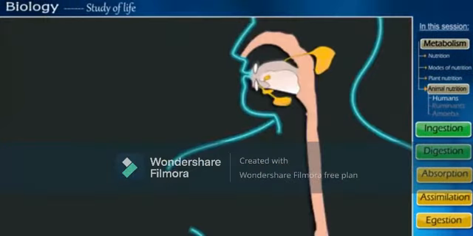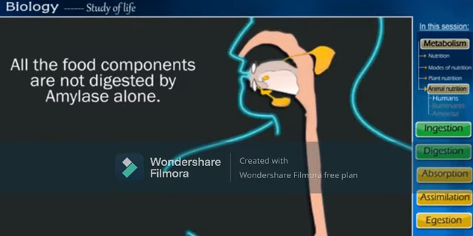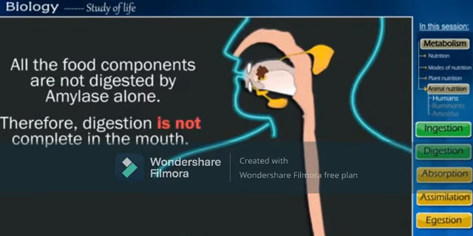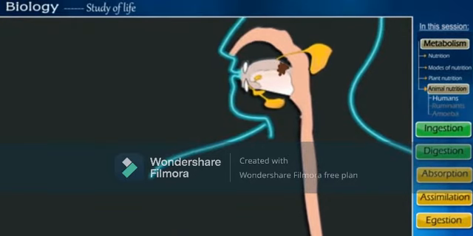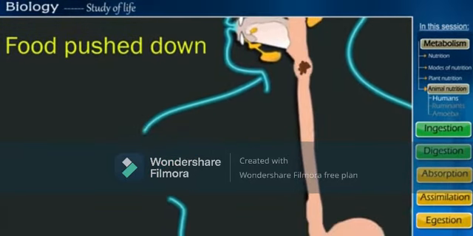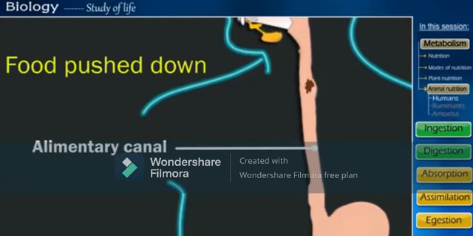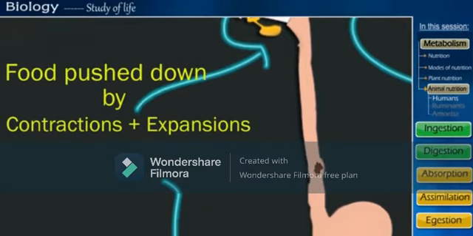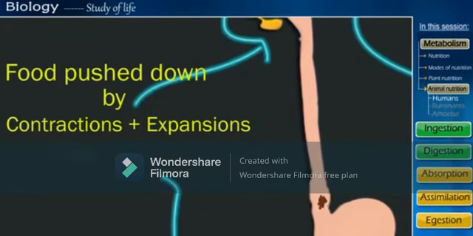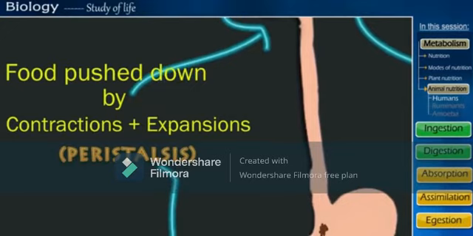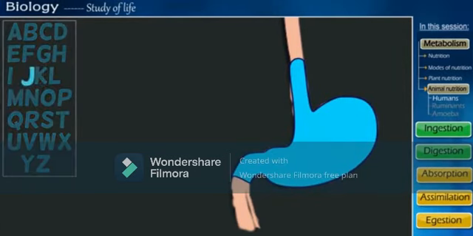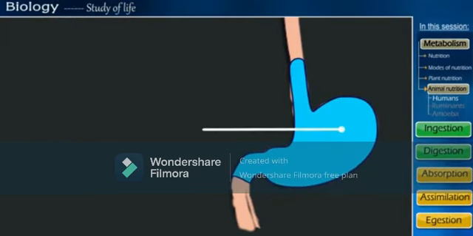Different food particles contain different things, and not all food components are digested by the amylase alone. Therefore, digestion is not completed in the mouth. So food is pushed through the esophagus or alimentary canal by contraction and expansion, and this contraction plus expansion is called peristalsis. After peristalsis, the food reaches another organ that is J-shaped, and this organ is called the stomach.